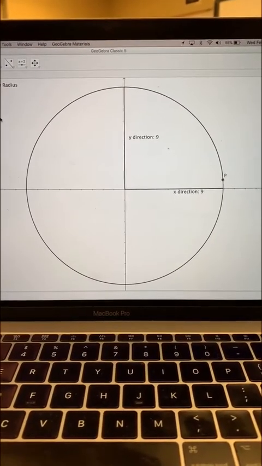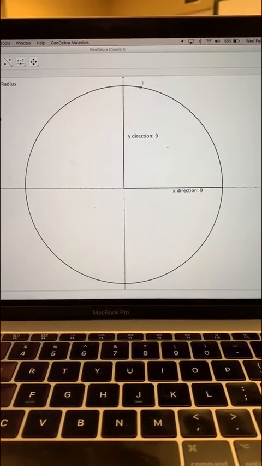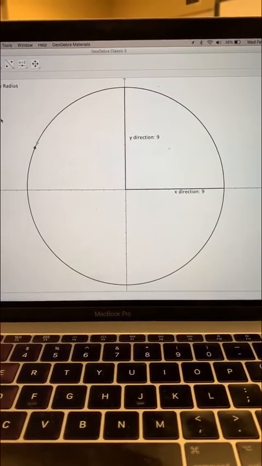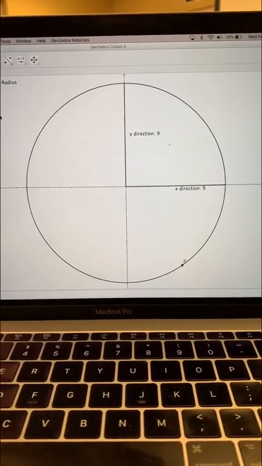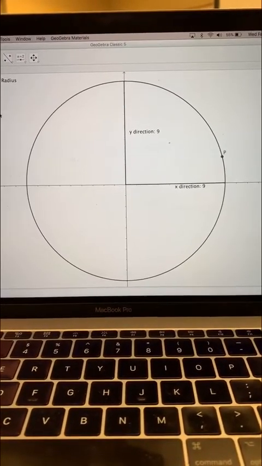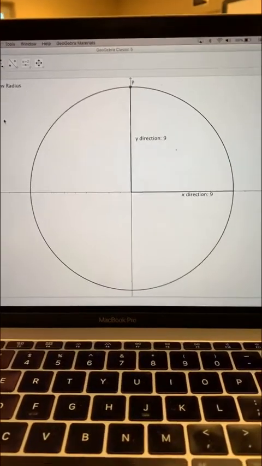All right, so here we have a circle. This is the most common ellipse, right? This is what we talk about first. Before you even learn what an ellipse is, you've all seen a circle. So let's talk about the circle and try to make some connections here.